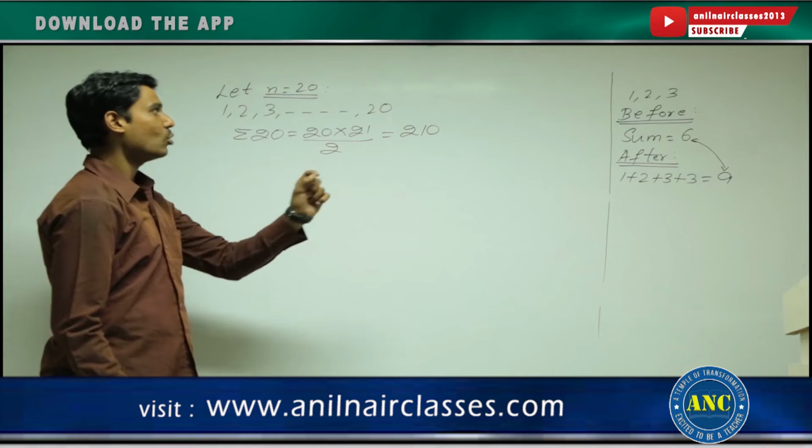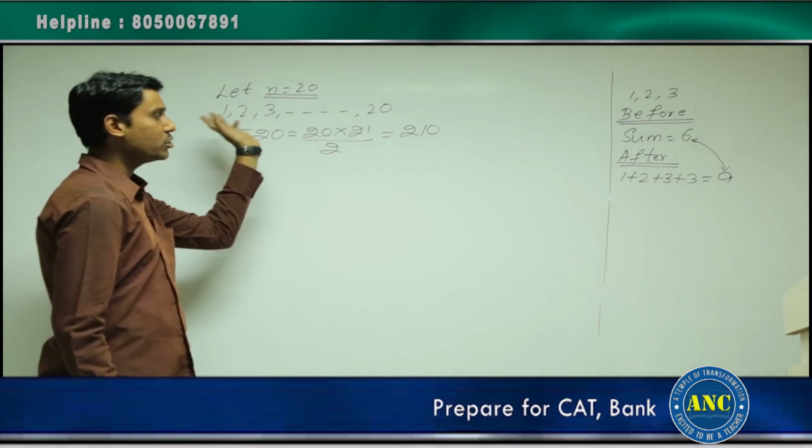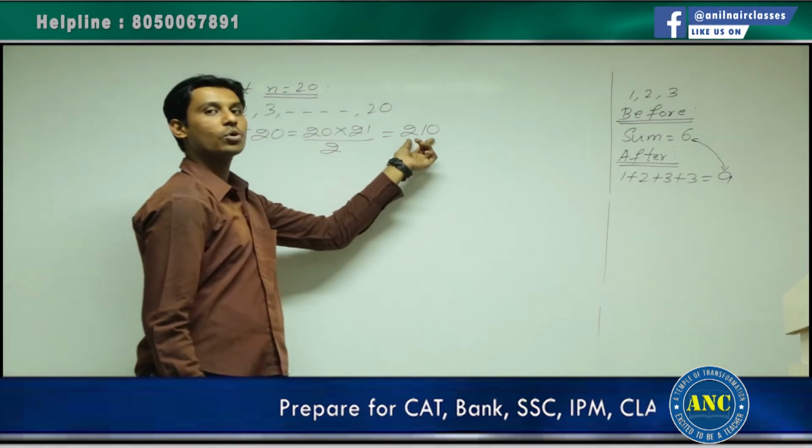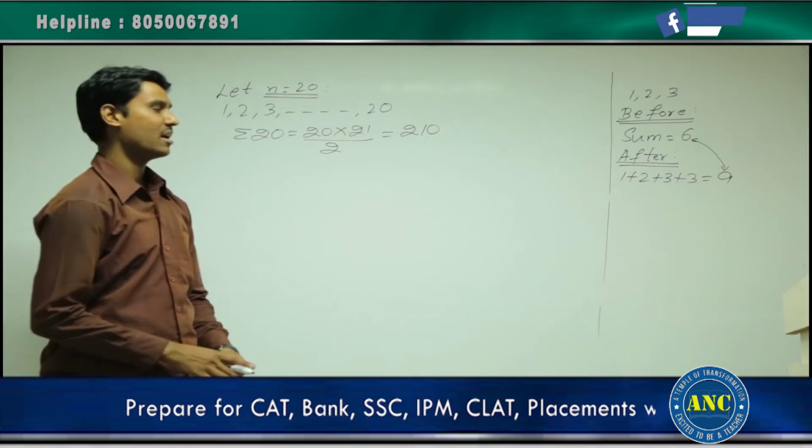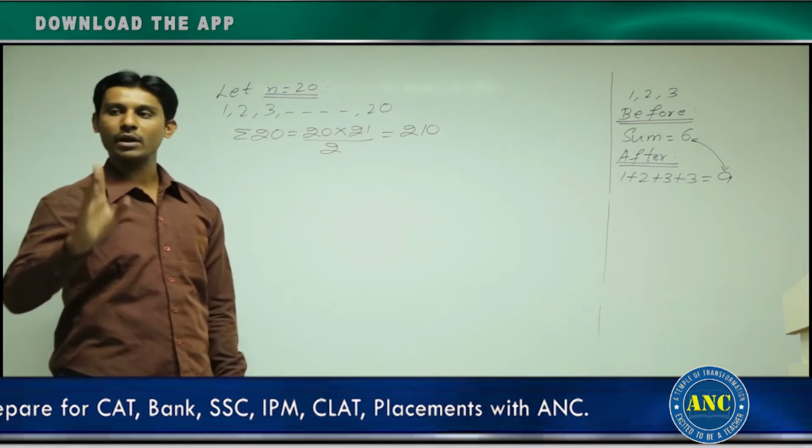That means you actually wrote 20 numbers. When you added all those numbers, the sum you got is 210. By mistake you added a number one more time.